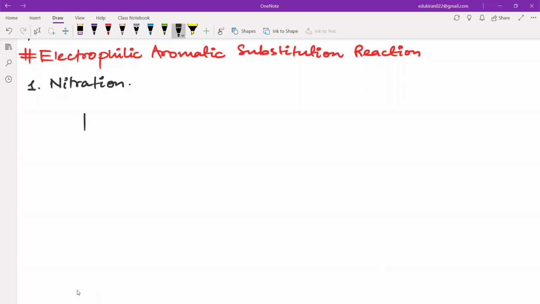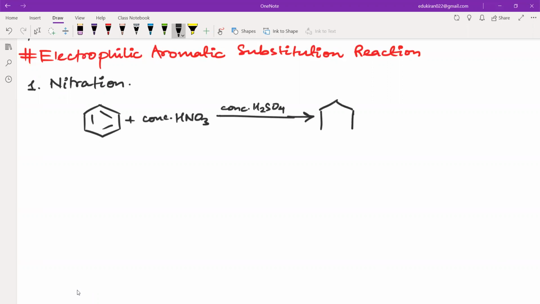I'm giving you the reaction, then we'll write the mechanism also. So benzene ring, when treated with HNO3 in the presence of conc H2SO4, is going to give me nitrobenzene. So benzene ring with a NO2 group attached to it.